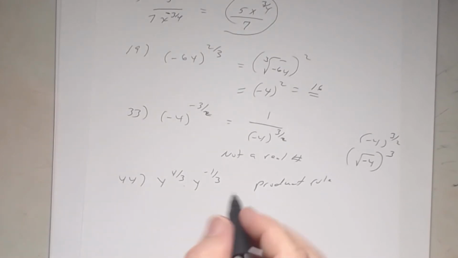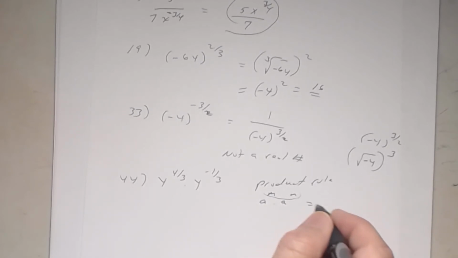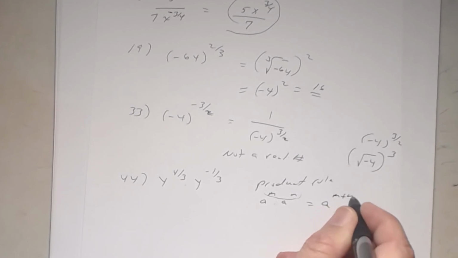And the product rule basically said that if you have a to the m times a to the n, so when you multiply like bases, see this base is a and this base is a, so they're the same base, right? When you multiply like bases, what do you do to those exponents? You add them. So it'll be a to the m plus n.